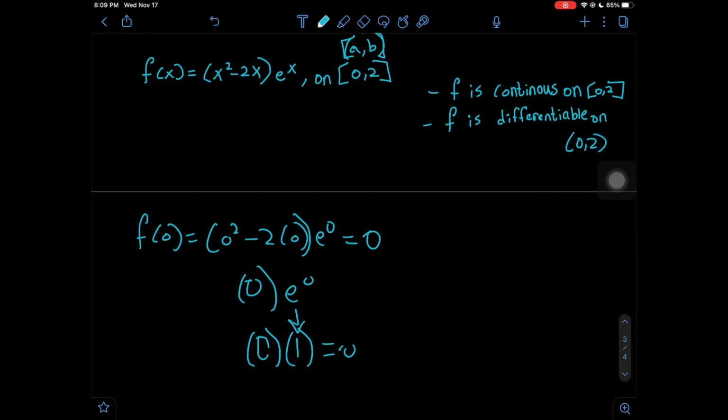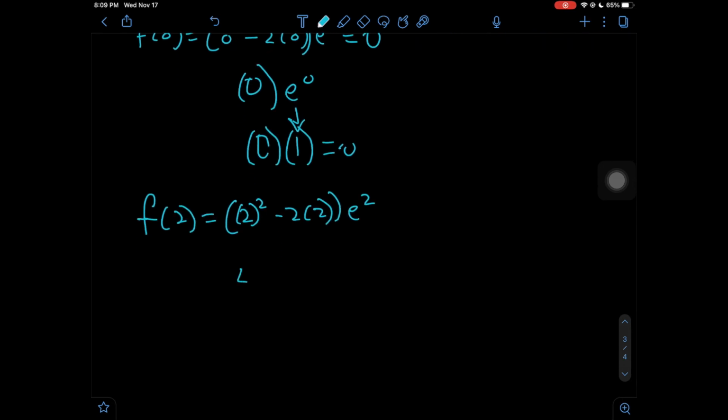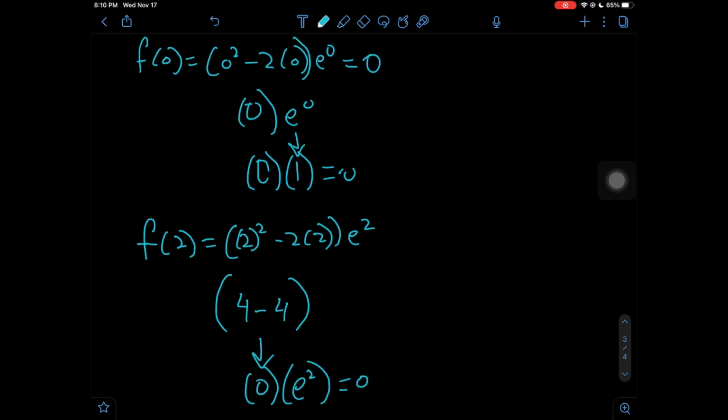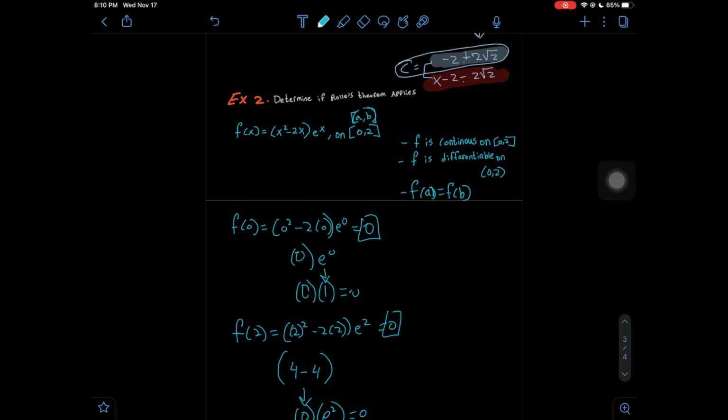Now let's do f of 2. If we do f of 2, we get 2 squared minus 2 times 2, times e to the power of 2. Well, 2 squared is 4, minus 2 times 2, which is also 4, right? 4 minus 4 is 0. 0 times any number is 0, so we have 0. So we know that f of a does equal f of b, because both are equal to 0. So we can write that f of a equals f of b. Now we're almost done. Remember, our last step is to take the derivative, set it equal to 0, and get that c value. Let's do that right now.